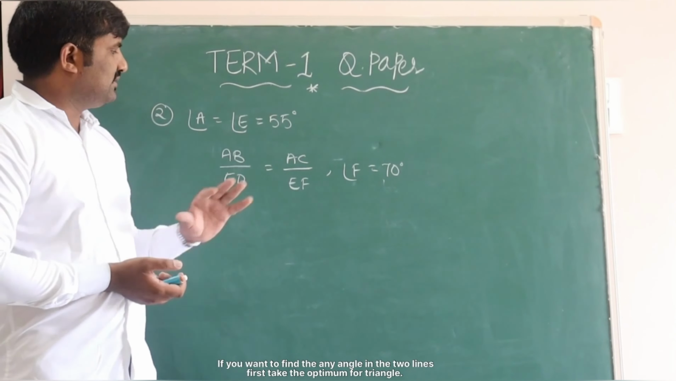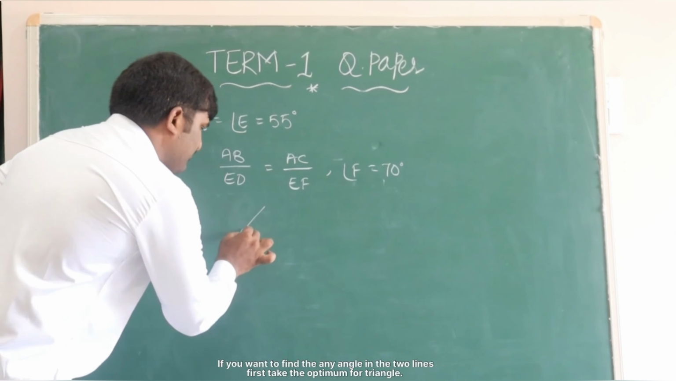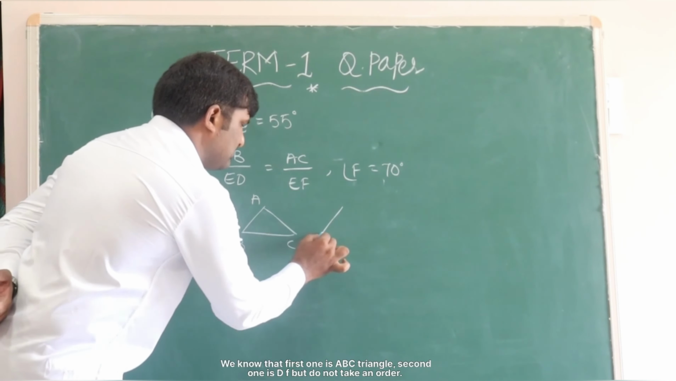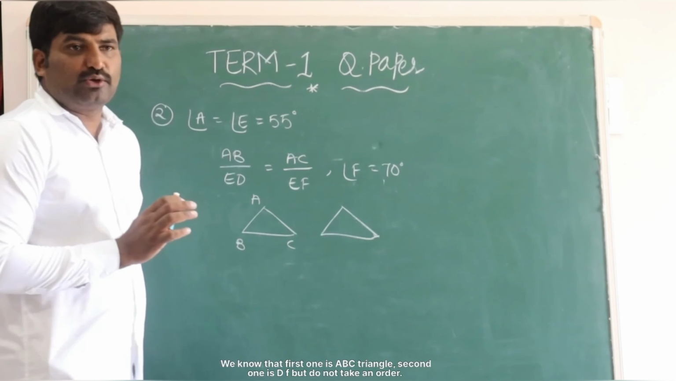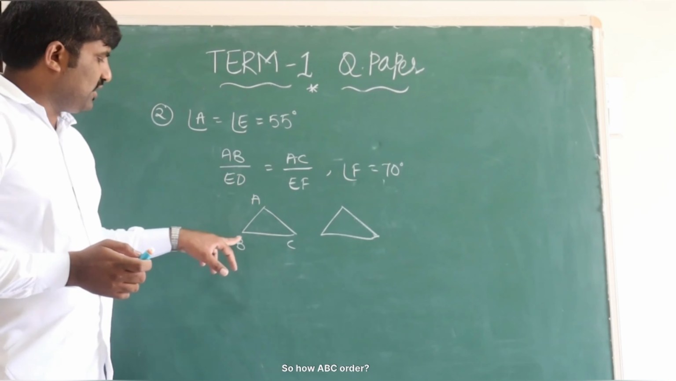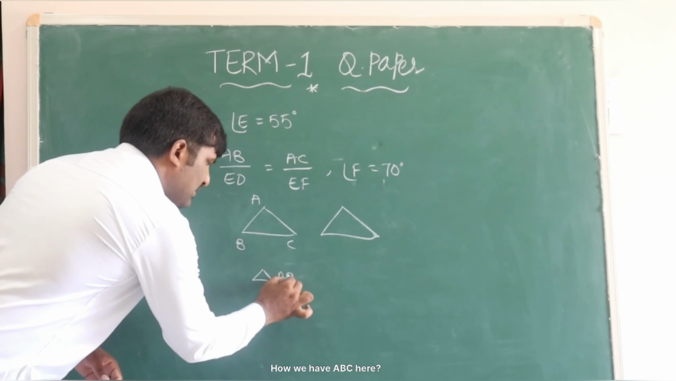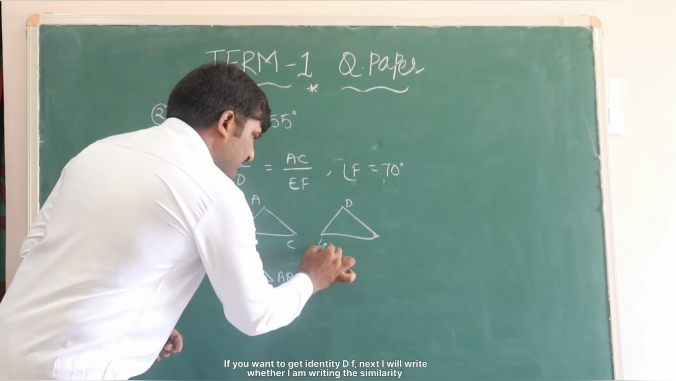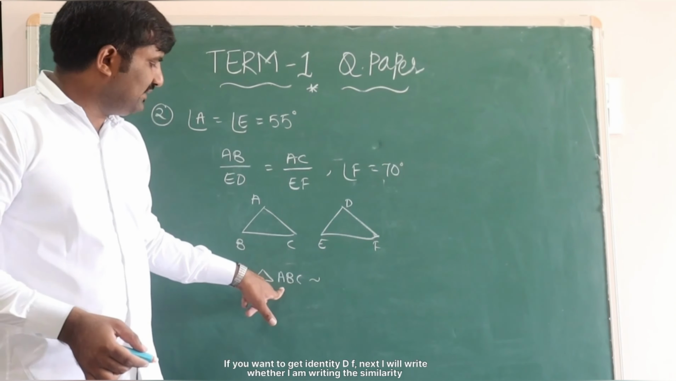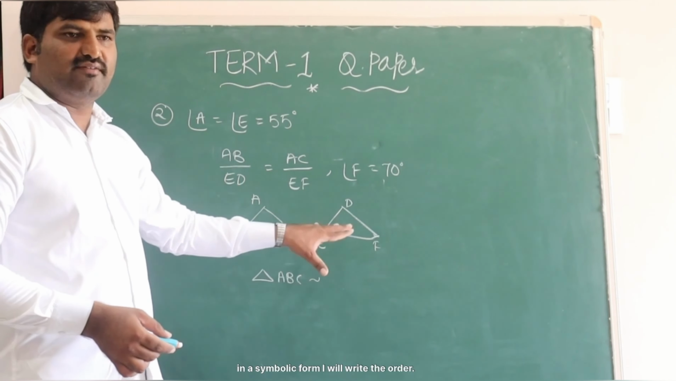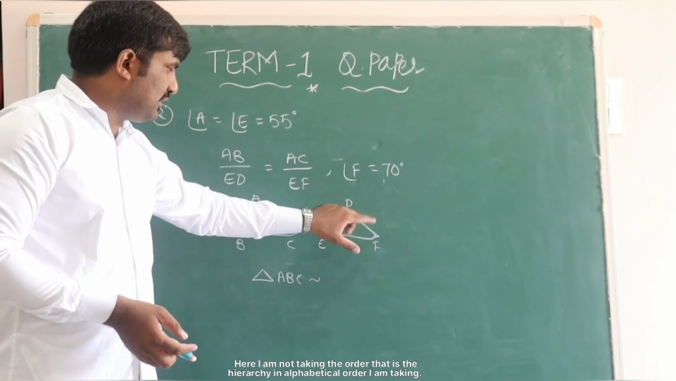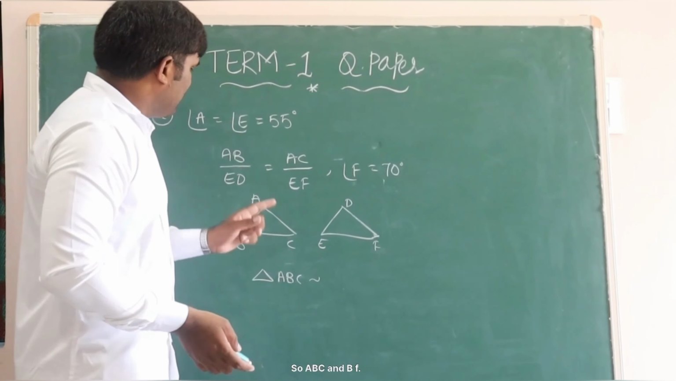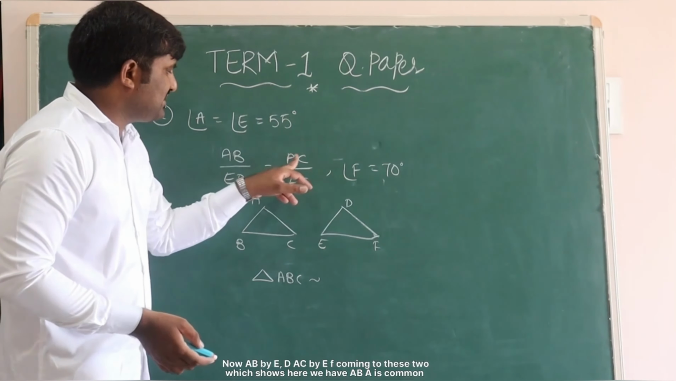If you want to find any angle in the two triangles, first take a rough diagram for the triangles. We know that the first one is triangle ABC, the second one is DEF, but don't take it in order. How we have ABC here, I will take the other triangle in the same way. If you want, you can write directly DEF. When I am writing the similarity in symbolic form, I will write the order. Here I am not taking order, directly in alphabetical order I am taking. Okay, so ABC and DEF. Now AB by ED, AC by EF.